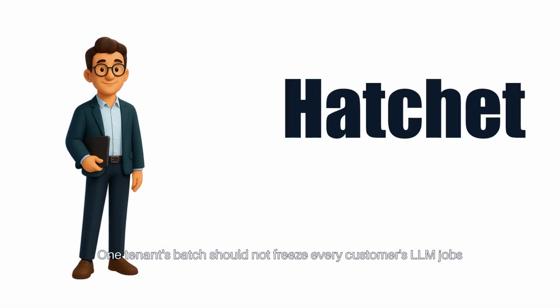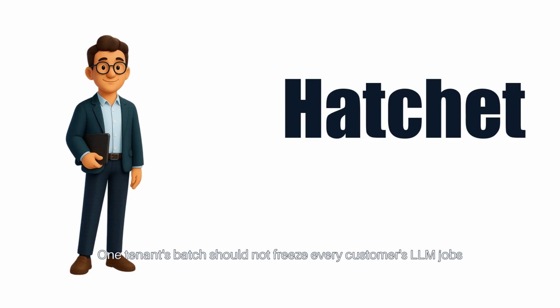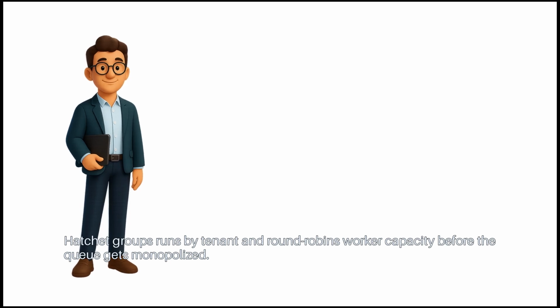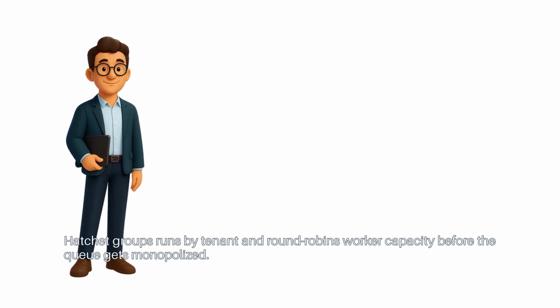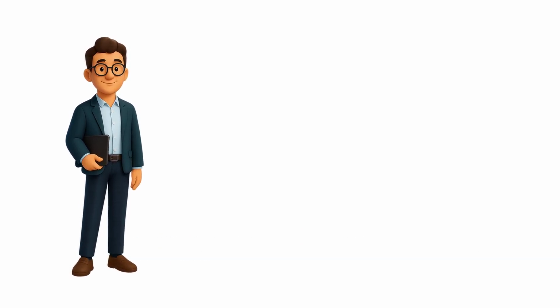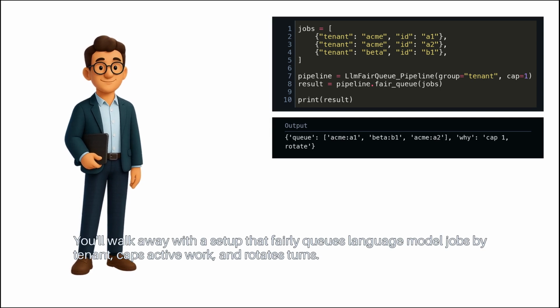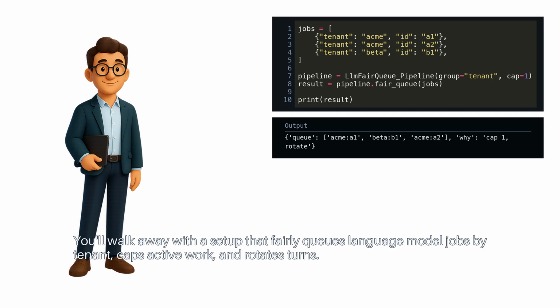One tenant's batch should not freeze every customer's LLM jobs. Hatchet groups runs by tenant and round robins worker capacity before the queue gets monopolized. You'll walk away with a setup that fairly queues language model jobs by tenant, caps active work, and rotates turns.